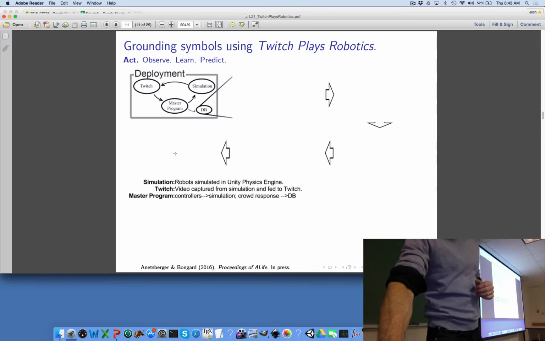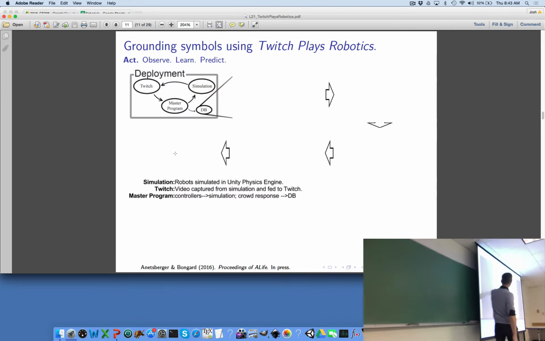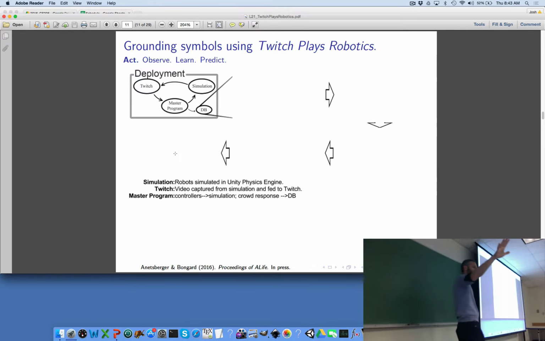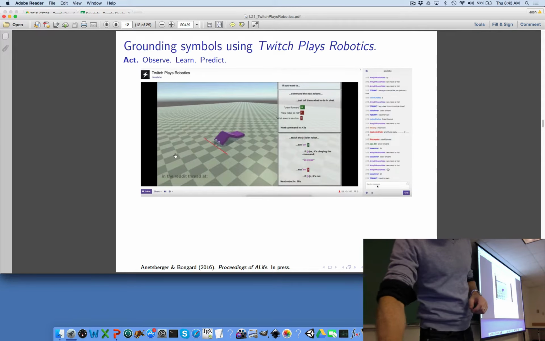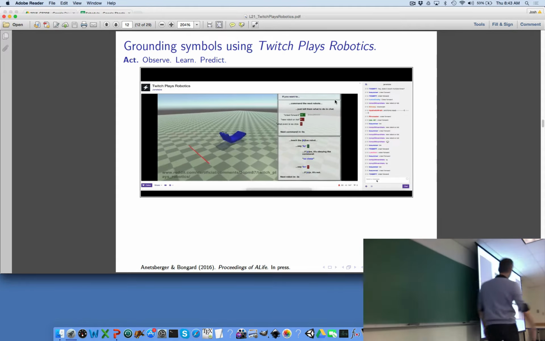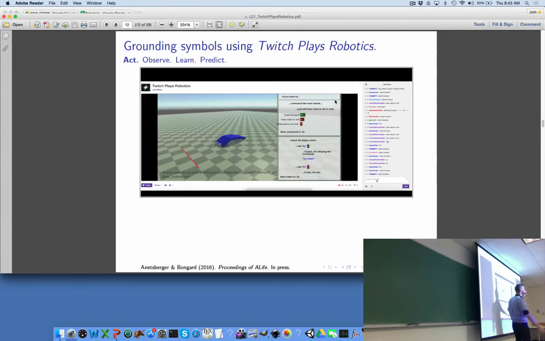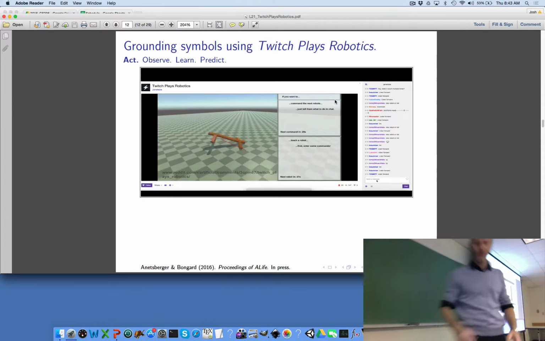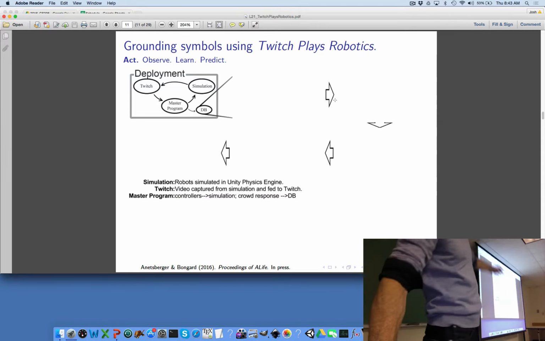Okay, so we started with deployment, as I mentioned last time. So Joey had a robot simulator running on her local machine, and she was piping a live video feed to the Twitch website where millions of people go and watch people play video games. In our Twitch channel, people were watching a video feed of Joey's robot moving around randomly, and the crowd was typing in their responses to what the robot was doing. We were collecting that all together into our database there.